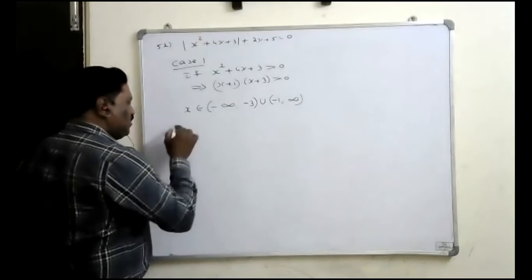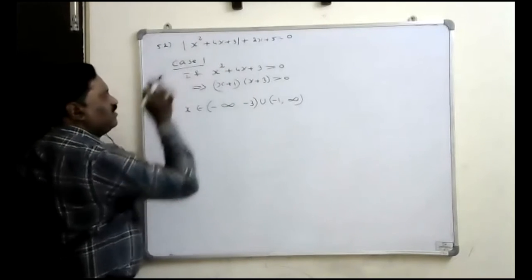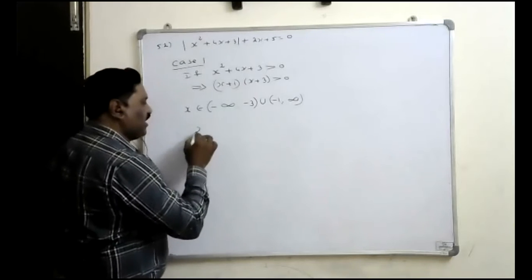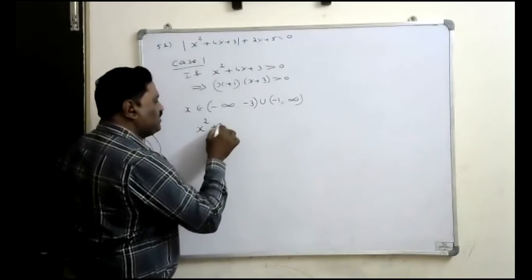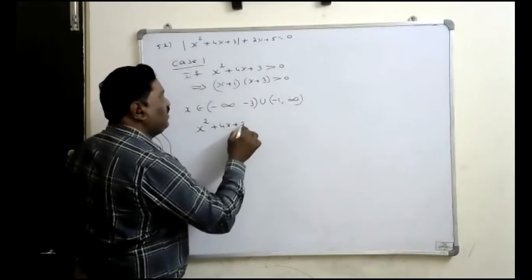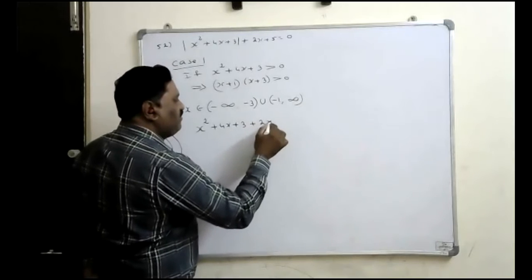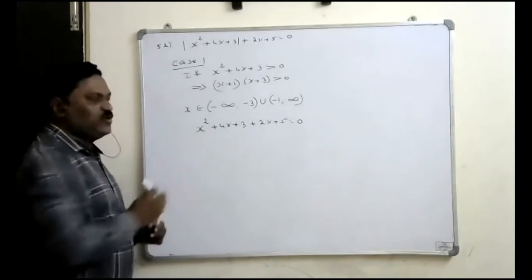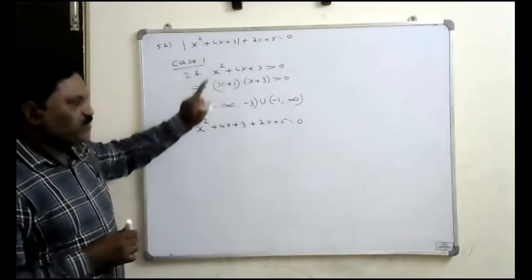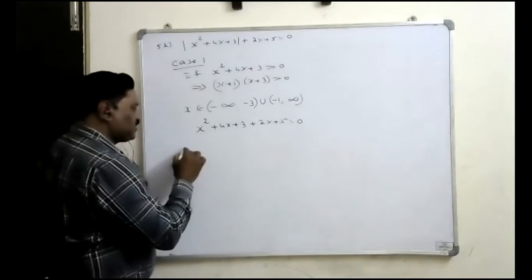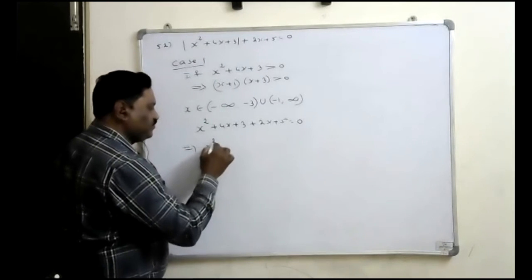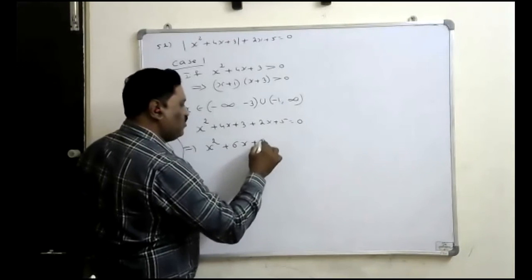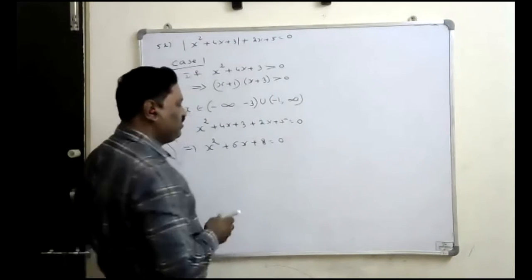Now, if this is positive, then if you remove the modulus, you take the positive sign. Then you can write x square plus 4x plus 3 plus 2x plus 5 is equal to 0. Now this is x square plus 4x plus 2x, that is 6x, plus 8 is equal to 0. We got an equation here.